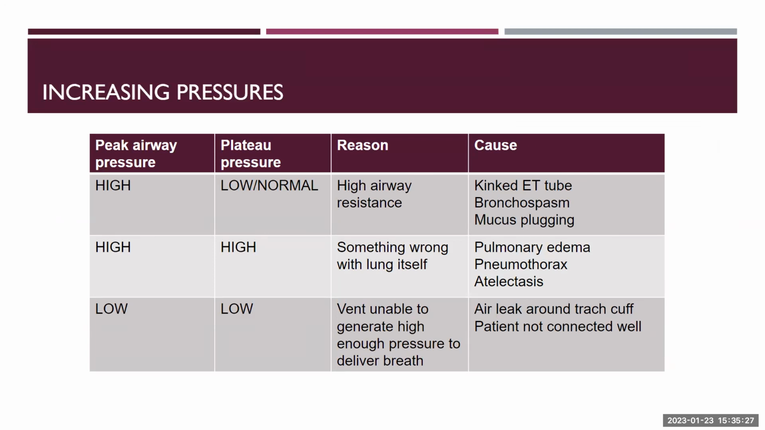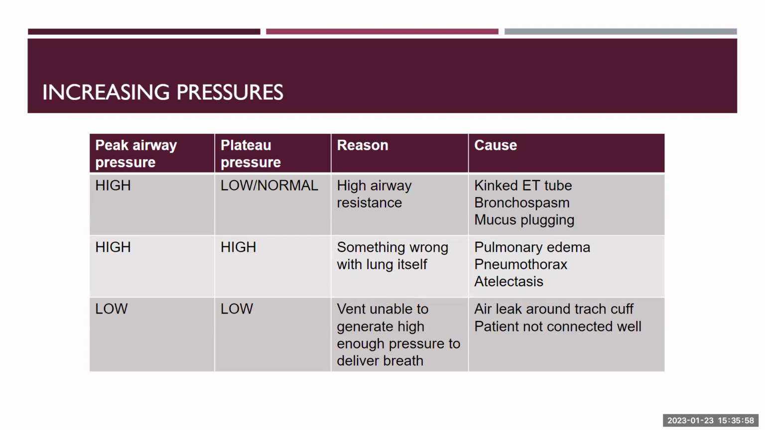And then mucus plugging. That's another one where it's an intervention that you have to do so that the flow can get back into the patient's lungs. And then high for both is something wrong with the lungs itself. So when you see a patient post-op doing their incentive spirometer, it really is important for them to do, because they need to make sure that they're not getting atelectasis, because that can make it a little bit more difficult for them to breathe.